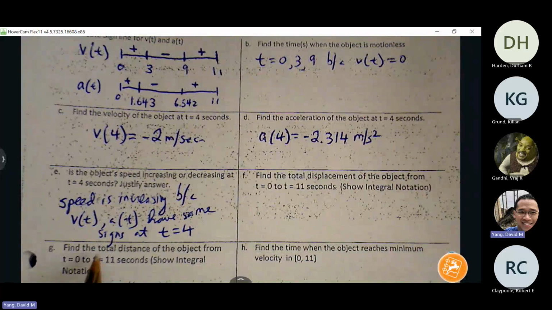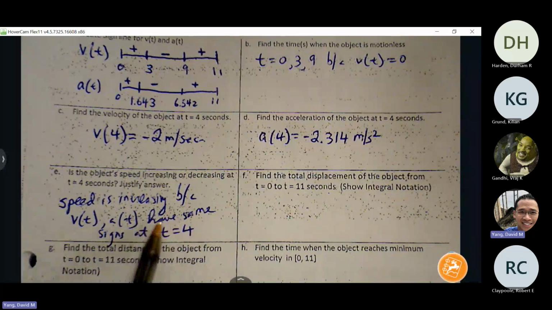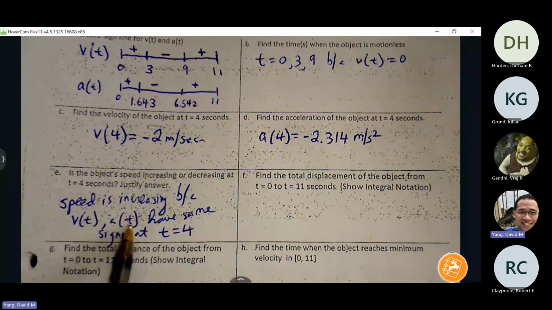Make sure when you say that they have the same signs that you actually specify what the name of those functions are. If you just say because same signs, that's not clear enough. Make sure you name that you're talking about velocity and acceleration.